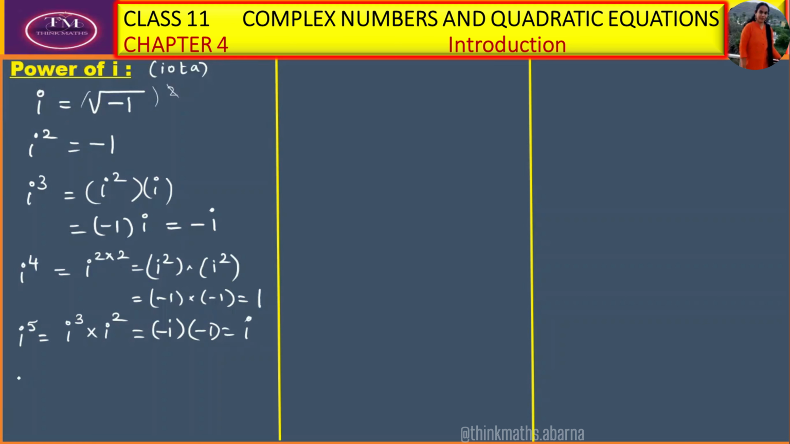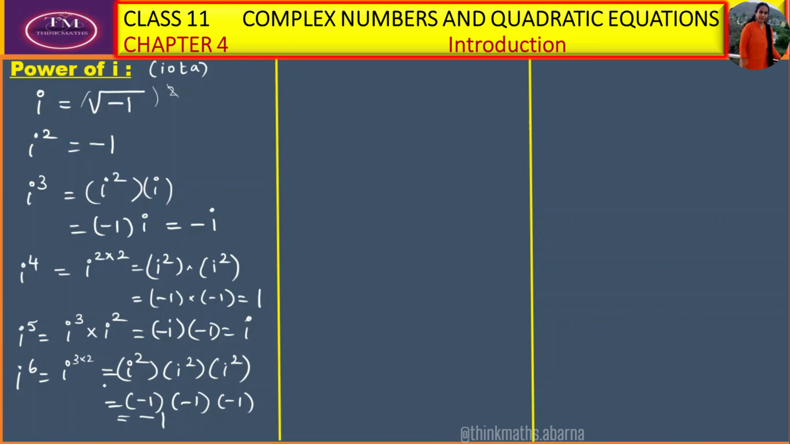Next, i power 6. How do you write i power 6? i power 6 is 2 plus 2 plus 2, or 3 into 2, which is 6. So how do you write this? i power 2 into i power 2 into i power 2. What is i square? It is minus 1. So if you multiply minus 1 three times, the answer is minus 1. So i power 6 is minus 1.